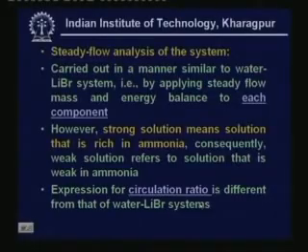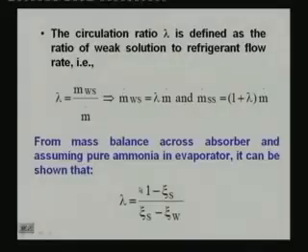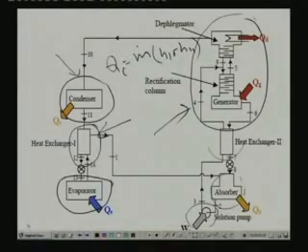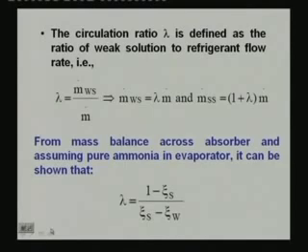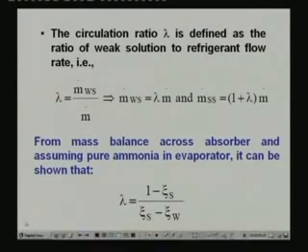Since we are defining strong and weak solutions in this manner, the definition of circulation ratio will be different, and also the expression for circulation ratio will be different. So, what is the expression for circulation ratio? Circulation ratio here is defined as the ratio of weak solution to refrigerant flow rate.